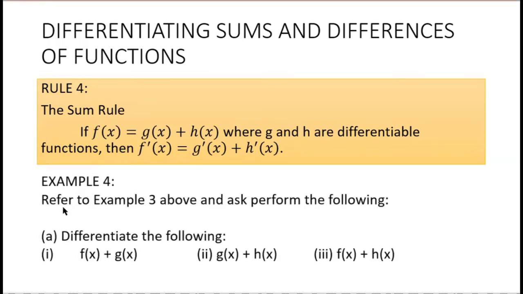Okay, example number 4. Let us refer to example 3 above and perform the following. So, yung ating example 3 ay ang mga sumusunod. A, we have the derivative of f of x, which is 15 over 4x raised to negative 1/4. And letter B is the g prime of x, which is 1 over 9x raised to negative 2/3. And letter C, h prime of x, which is equals to negative square root of 3. Let us differentiate the following. First, f of x plus g of x. Second, g of x plus h of x. And the third, f of x plus h of x.